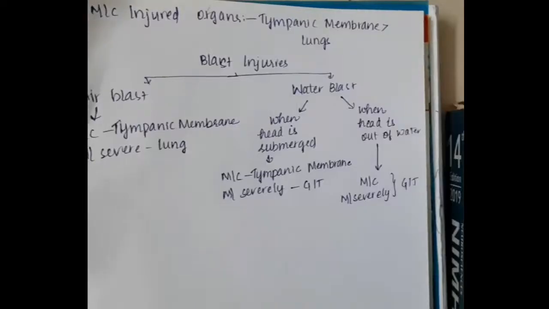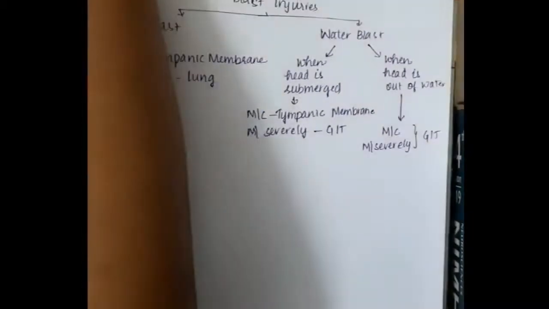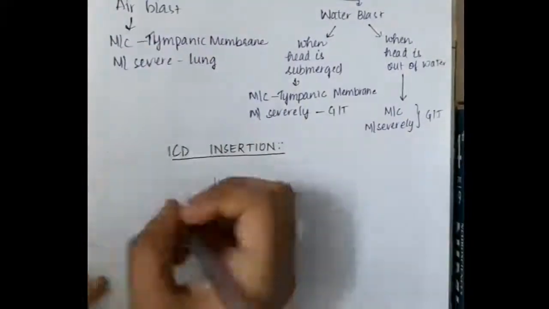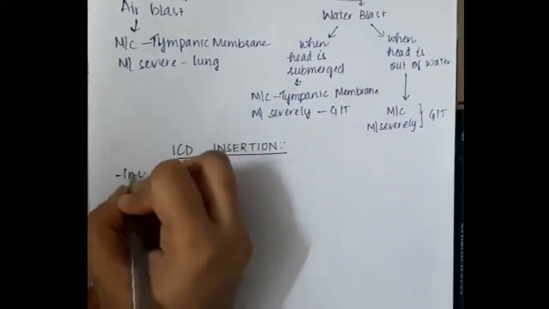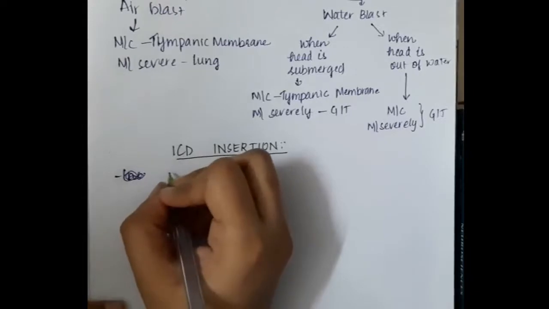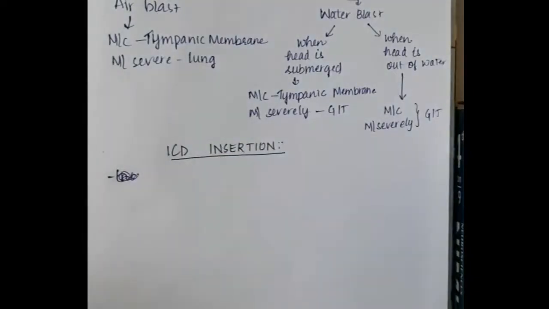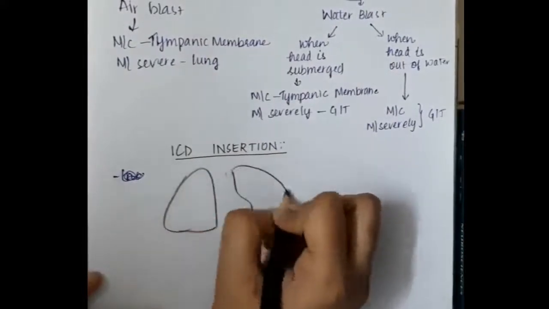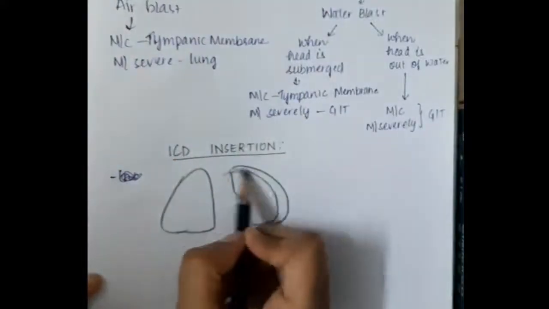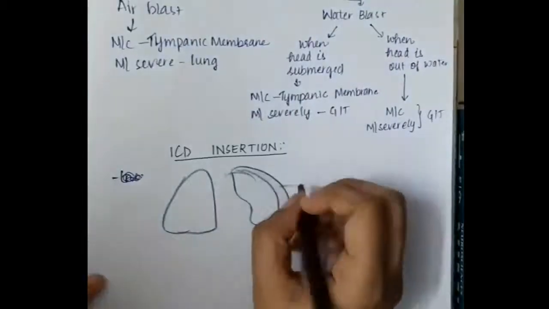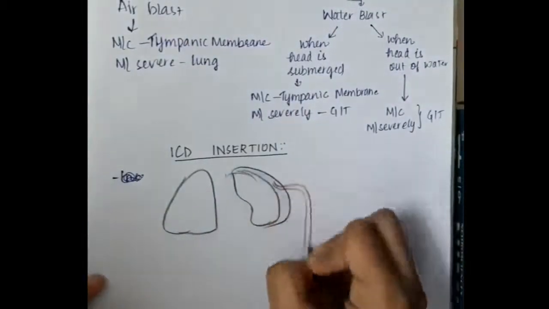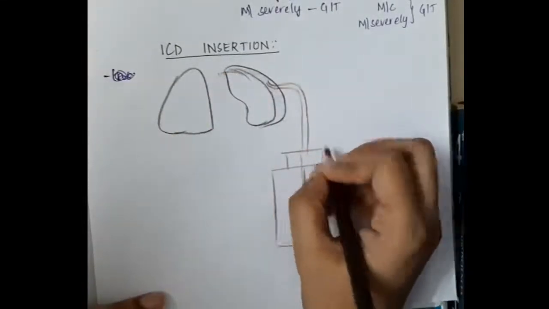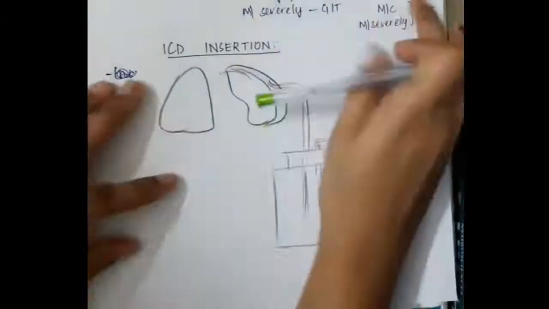Hello friends, let us now learn some important points about the intercostal tube drainage insertion. Intercostal drainage tube insertion. If you see, this intercostal drainage tube is inserted into the triangle of safety. First, these are the lungs, and here there is a pneumothorax or pleural effusion, actually pneumothorax. Then this is the tube and this is the underwater seal chamber.